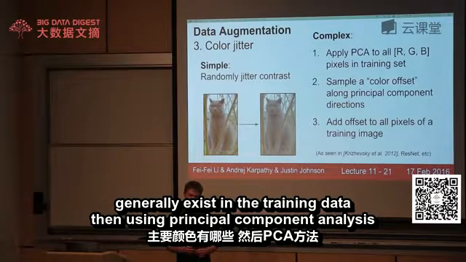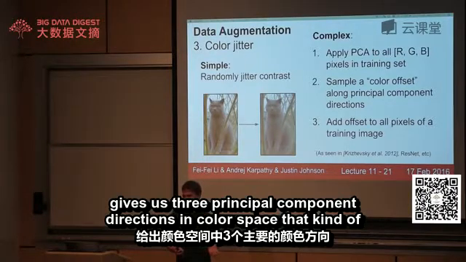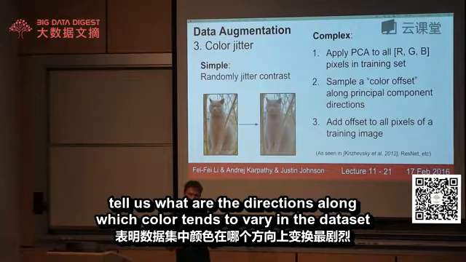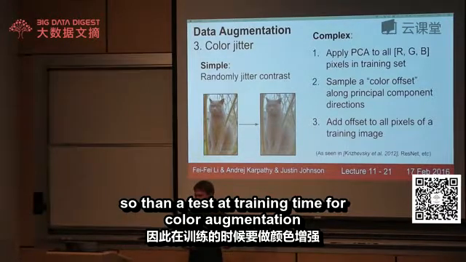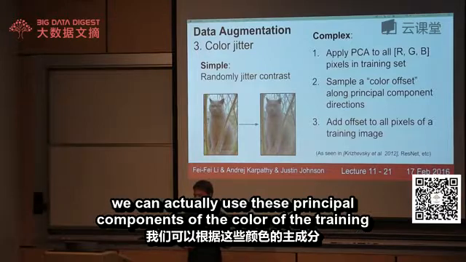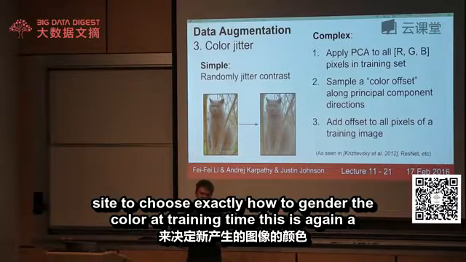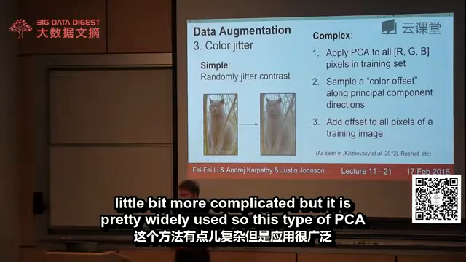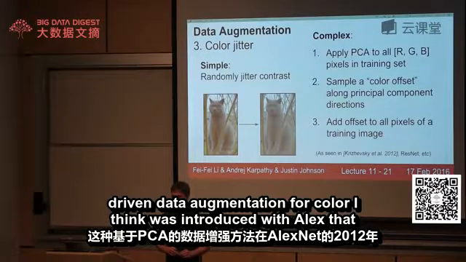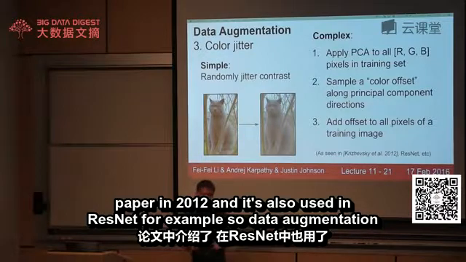Then using principal component analysis gives us 3 principal component directions in color space that tell us the directions along which color tends to vary in the data set. So then at training time for color augmentation, we can use these principal components of the color of the training set to choose exactly how to jitter the color at training time. This is, again, a little bit more complicated, but it is pretty widely used. This type of PCA-driven data augmentation for color, I think, was introduced with the AlexNet paper in 2012, and it's also used in ResNet, for example.